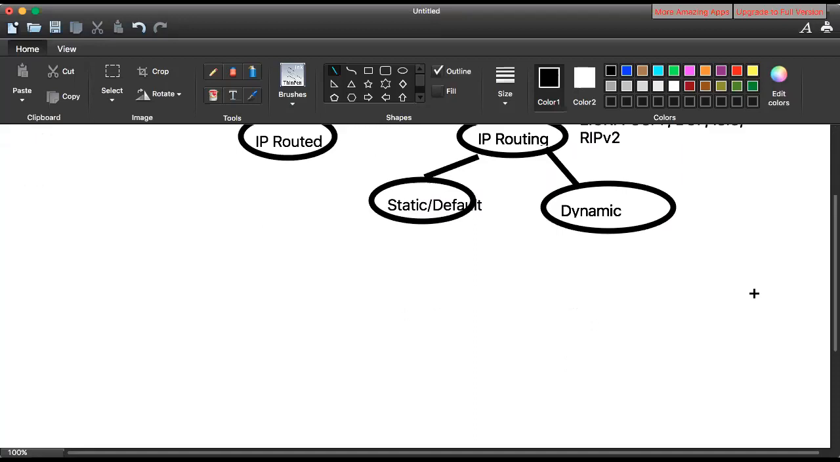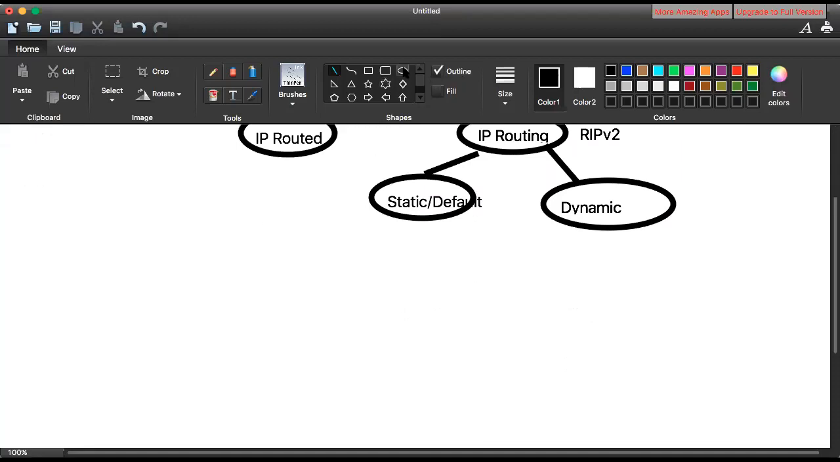And then finally, dynamic routing has been divided into two: IGP and EGP.